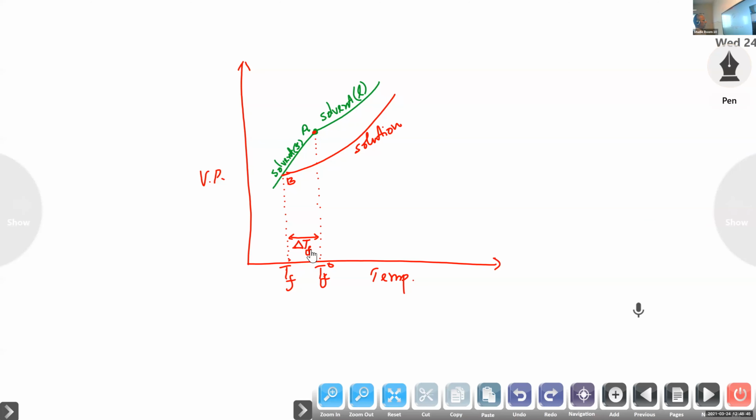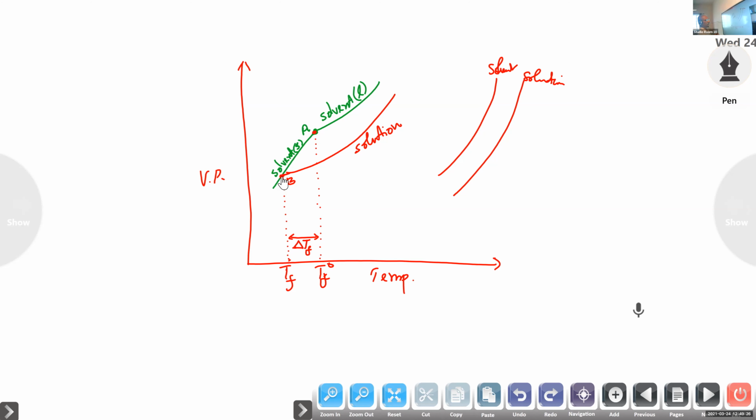The freezing point, there is a slight difference compared to the boiling point curve. Do you remember that boiling point curve? See, it is like this. This is for solvent and this is for a solution. Here there is no break. In the solvent curve, there is no break. Similarly, in the solution curve, there is no break. But in the freezing point curve, there is a break. Here there is a break. At A also, there is a break.